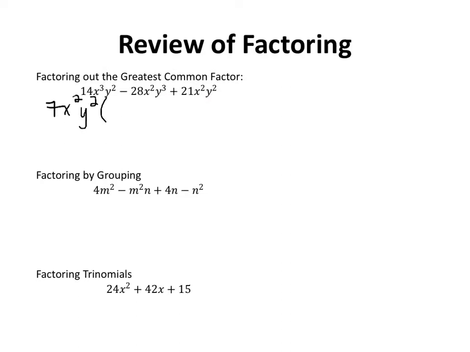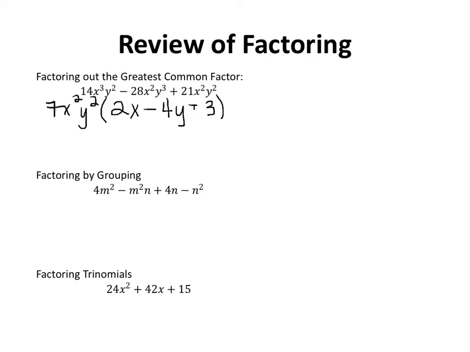From there, we can write what's left over. So when we do 14 divided by 7, we get 2. X cubed divided by x squared, we took away 2 of those x's, so it's just x. We took away both y's. 28 divided by 7, we're left with 4. We took out both x's, and we are left with 1 y. And then 21 divided by 7, we're left with 3. We took out the x and the y. That is fully factored.